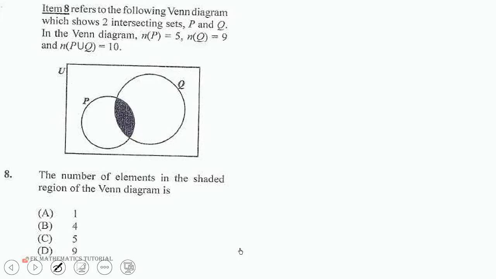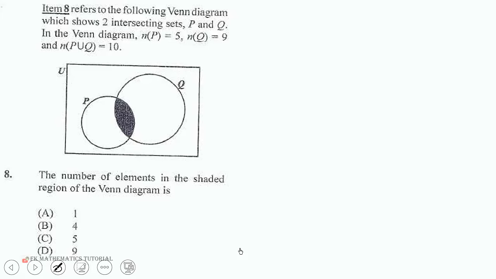Item 8 refers to the following Venn diagram, which shows two intersecting sets, P and Q. In the Venn diagram, n(P), the number of elements in P, is 5. The number of elements in Q is 9. The number of elements in P union Q is 10. The number of elements in the shaded region of the Venn diagram is?